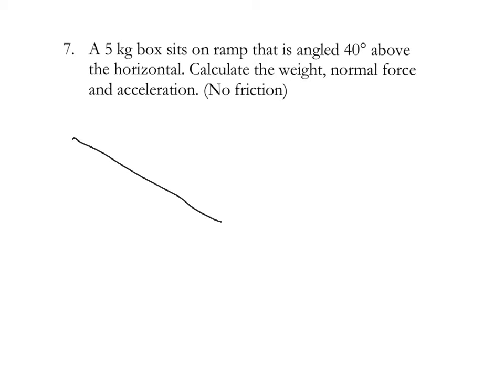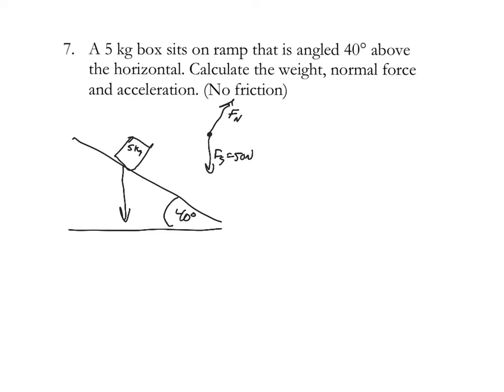Alright, let's put a ramp on here. 40 degrees. A 5 kilogram box. So my force diagram is going to be force of gravity, which equals 50 newtons, and I have a force normal. I don't know what that is at this point, but if you're going to draw them, that's how it would be drawn. Hopefully straighter than what I did.